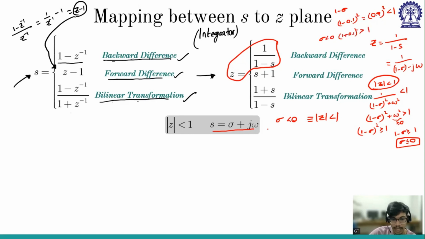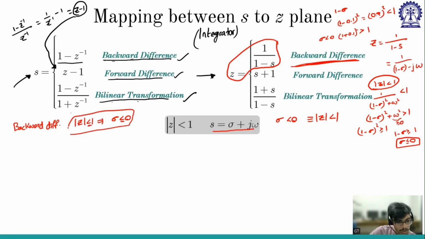So using backward difference, I have proved that if mod Z is less than or equal to 1, sigma is less than or equal to 0. So it shows that I can use backward difference because it is equivalent: what stability shows in the S domain is being reflected in the Z domain. So I have not done anything special. I have substituted it, solved it, and checked whether sigma is coming less than 0 or not for mod Z less than 1.